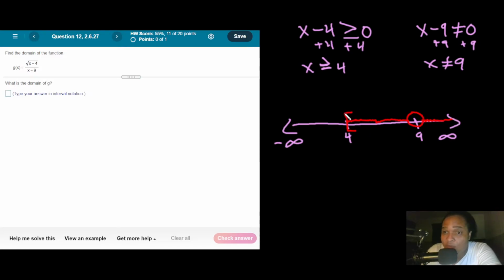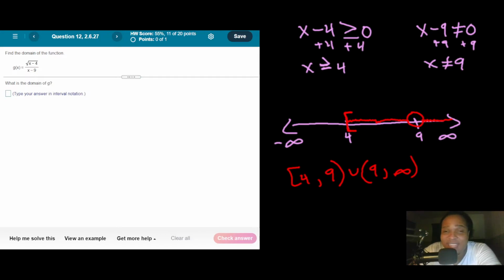Well, go from left to right. Here's where the redness starts. You go from 4. You're going to keep on going until you hit the 9. This is not equal to, so you're going to need a parentheses. We're going to pick right back up after we leave the 9. So make a union because we have a gap, we have a space. You're going to pick up at the 9 again, and then you're going to shoot all the way to infinity.